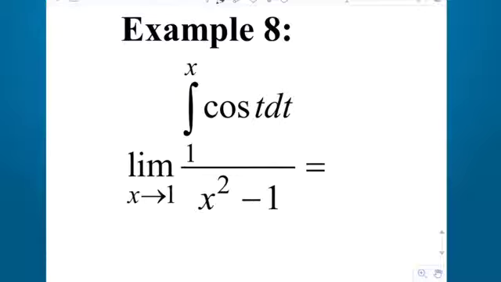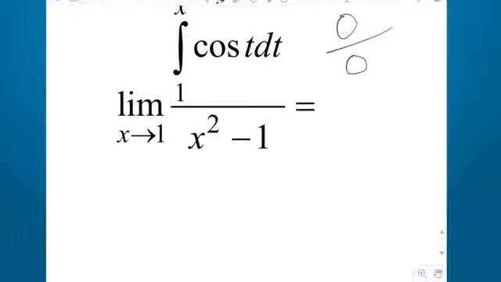If we plug it in, it'll be the integral from 1 to 1, which is 0, because we haven't gone anywhere. From 1 to 1, we haven't accumulated anything because we haven't let any time expire. So it's 0 in the numerator. And in the bottom, direct substitution gives us 0. So is this a good opportunity to use L'Hopital's rule?